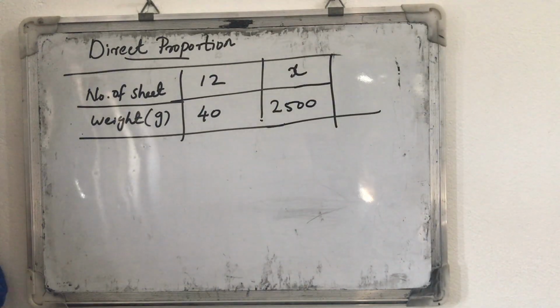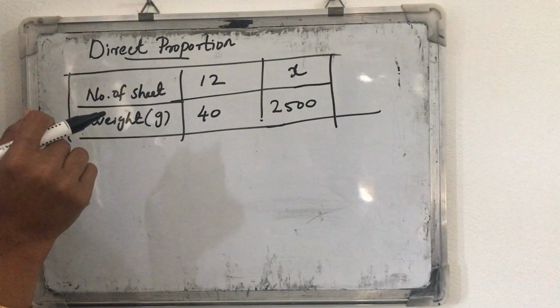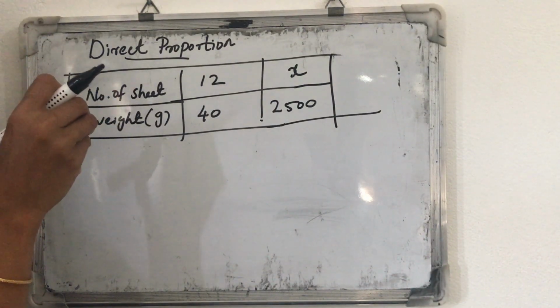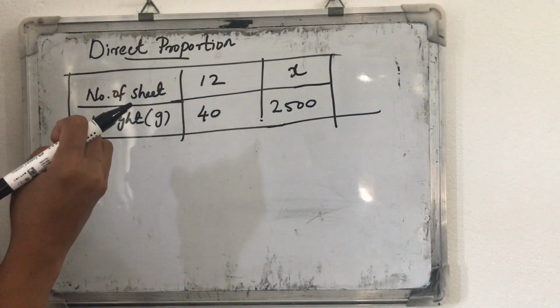2500 gram. Then using this table it is very easy. How can we find the value of x? First, after reading the question, you have to understand which proportion it is, direct or inverse.